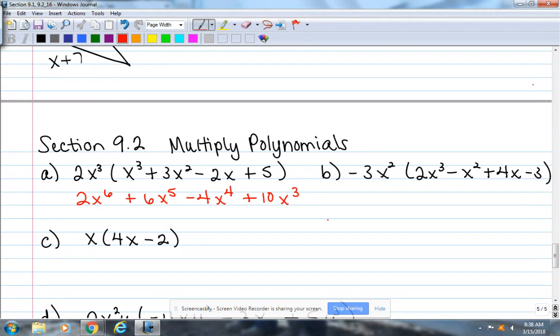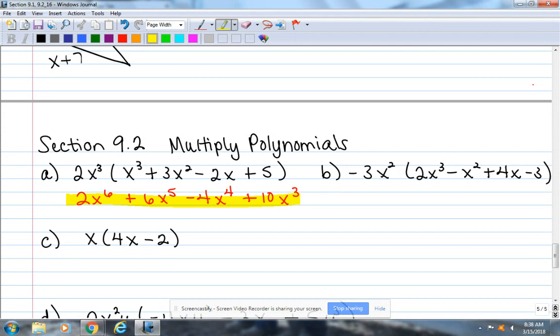And we have the same variable with different exponents, so no more like terms. They're in order already. So that's my answer. Just distribute. Multiply your coefficients together, add your exponents. Any questions about that one? Just rearrange them.